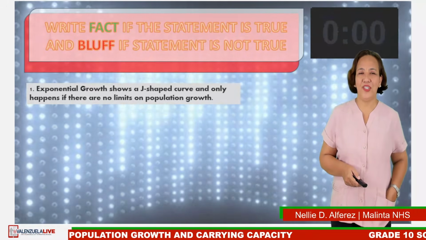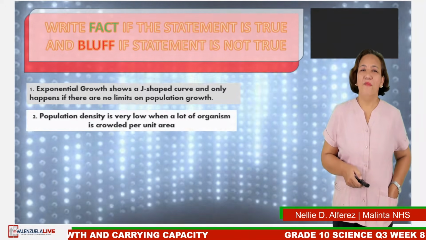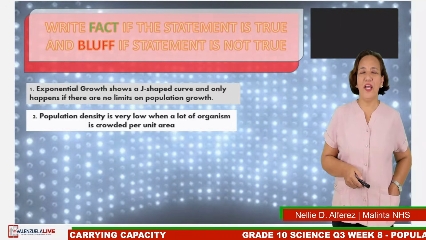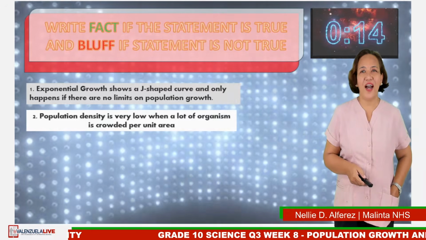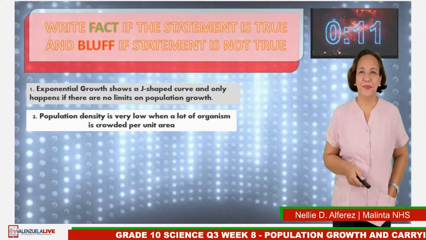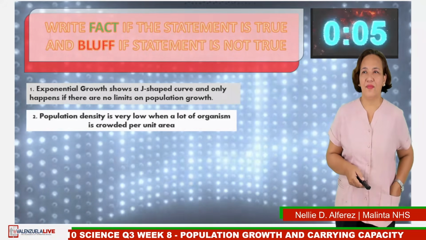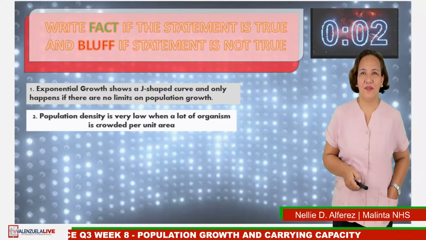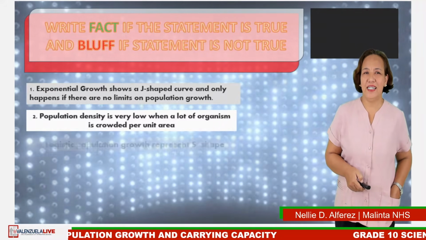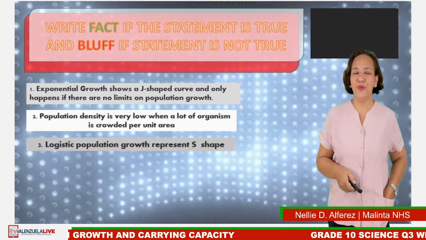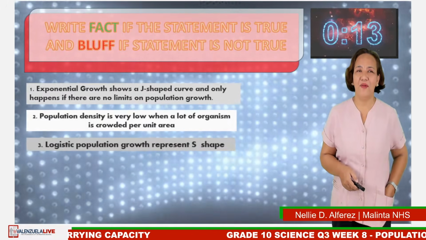All right, so let's proceed with number 2. Population density is very low when a lot of organisms are crowded per unit area. Timer starts now. Okay, let us proceed with number 3. A logistic population growth represents the S-shaped curve. Timer starts now.